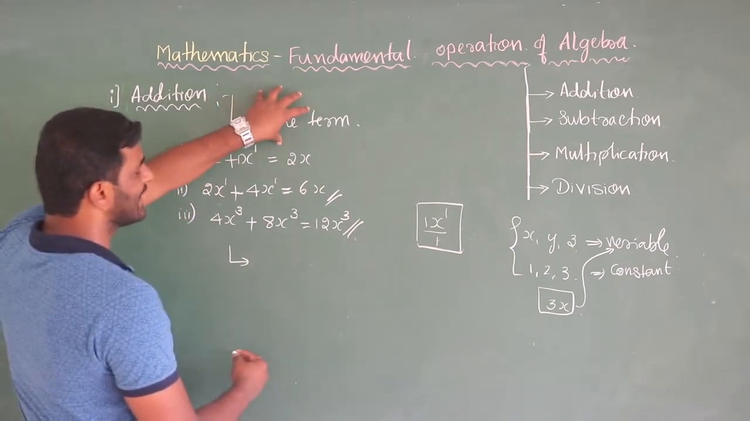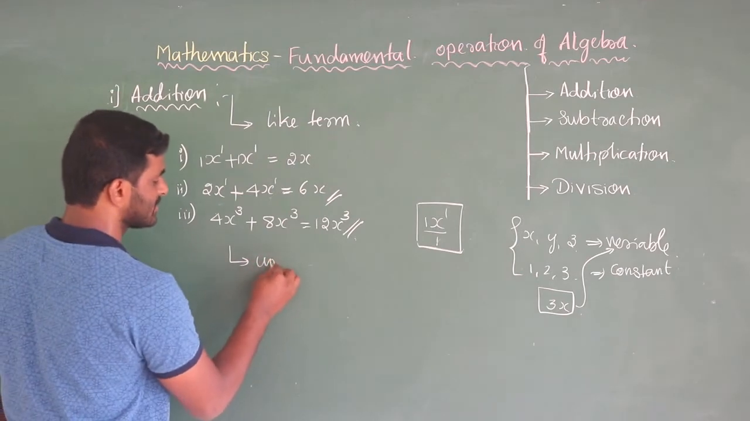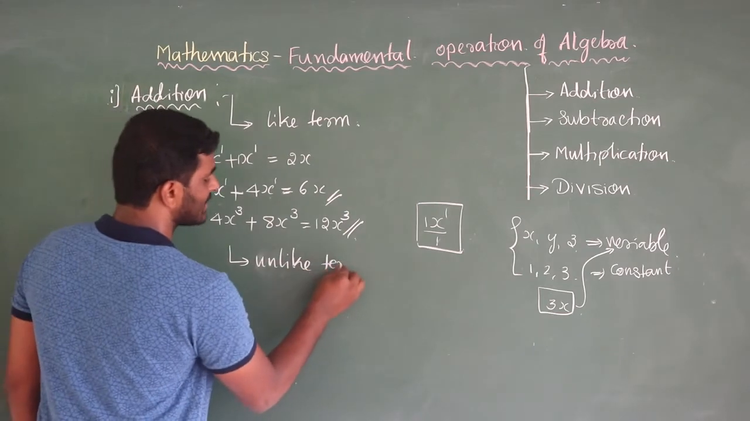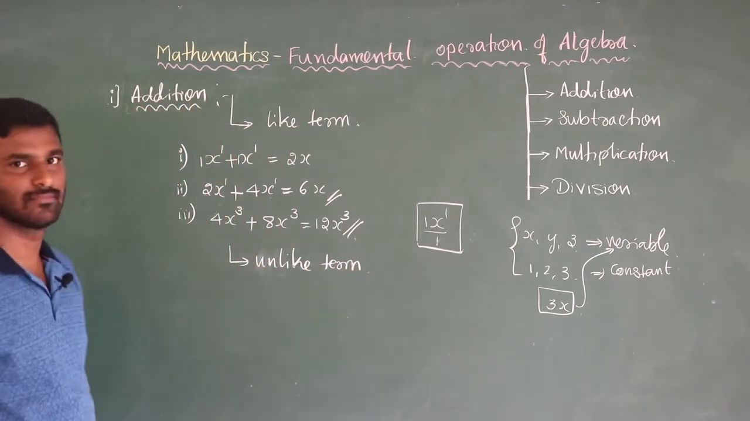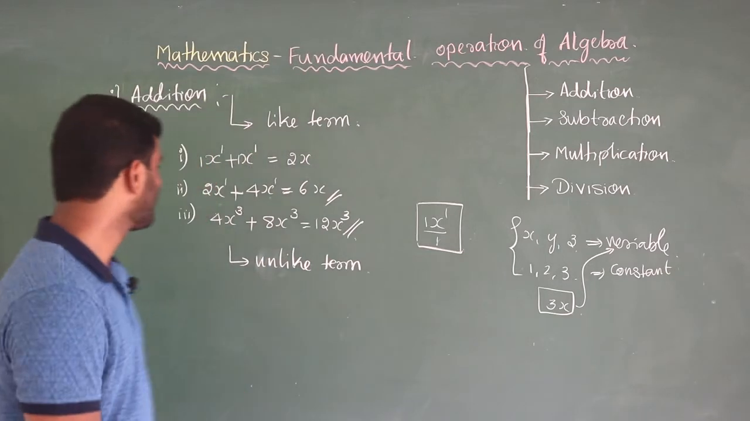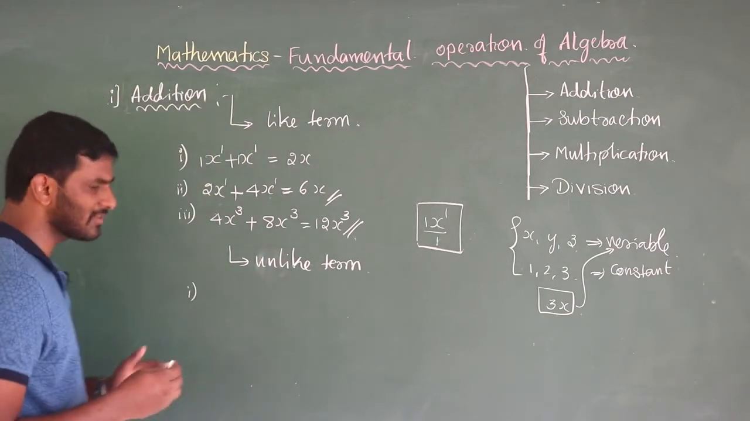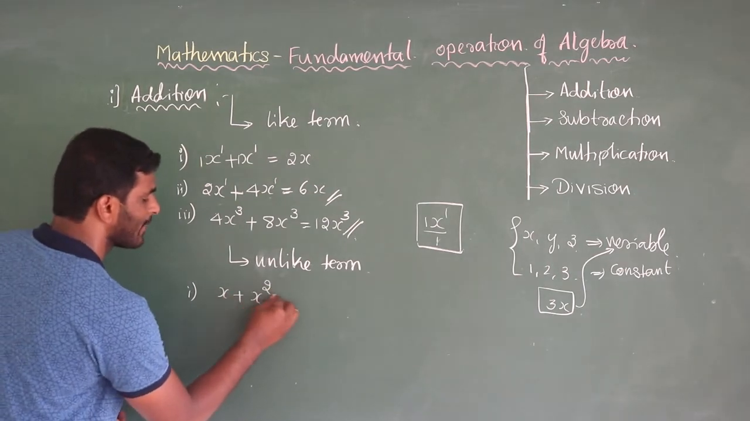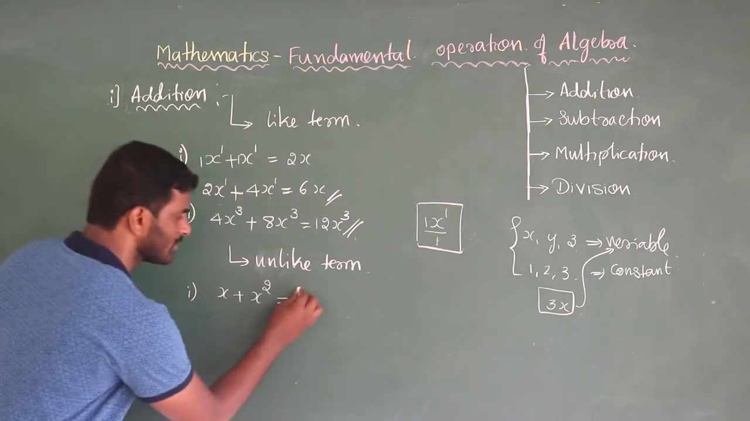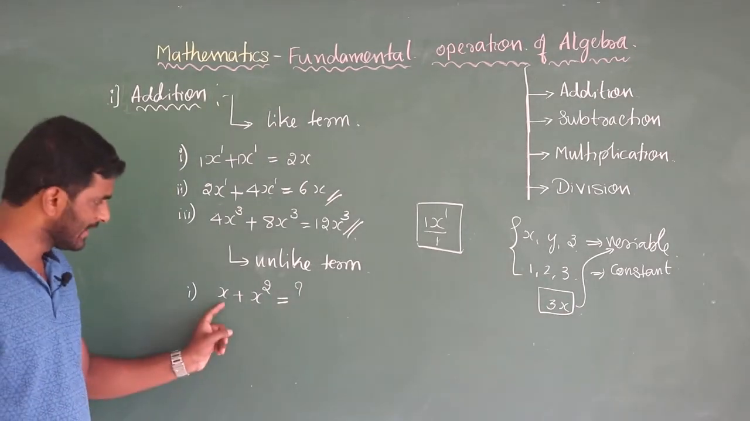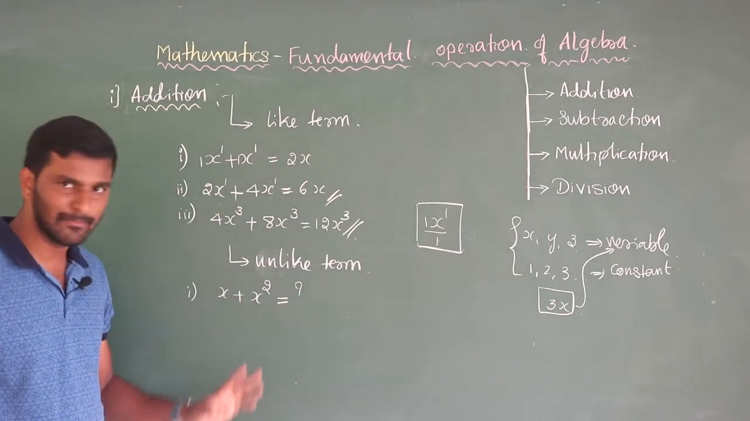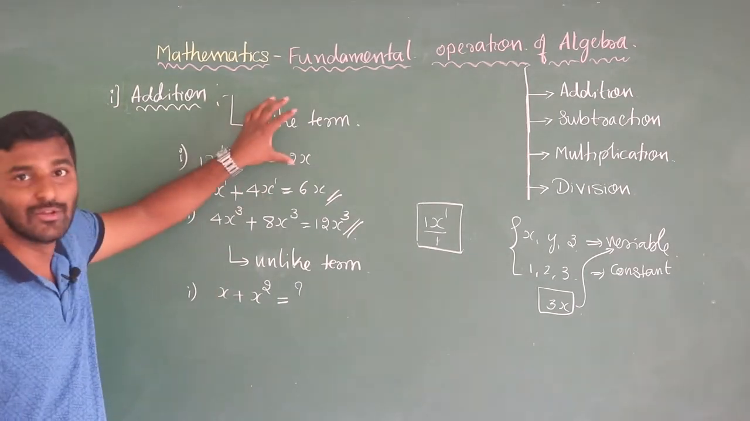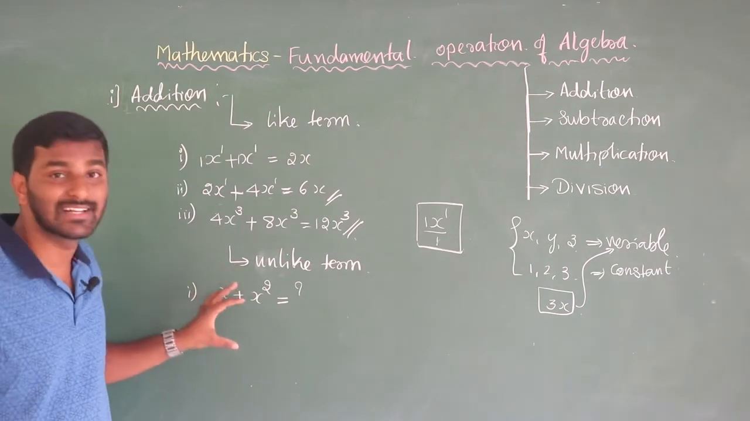The next concept is like terms and unlike terms, unlike terms of addition. So what is the definition of unlike terms? Before taking a definition, I'll give an example. x plus x square, and that is equal to what? Here the variable is the same. Is the degree the same? No, the degree is not the same. Hence is it possible to add? No, they are not like terms. They are unlike terms.